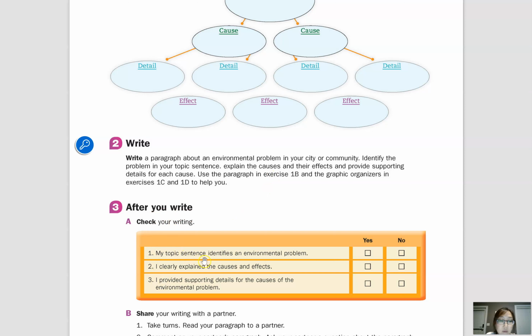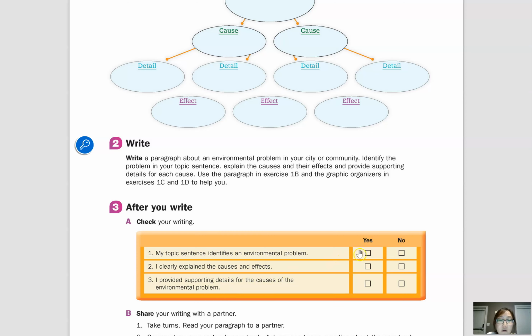Okay, my topic sentence identifies an environmental problem, so of course you want to make sure that you include that at the very beginning, the topic sentence. And then number 2, I clearly explained the causes and effects. And then number 3, I provided supporting details for the causes of the environmental problem.